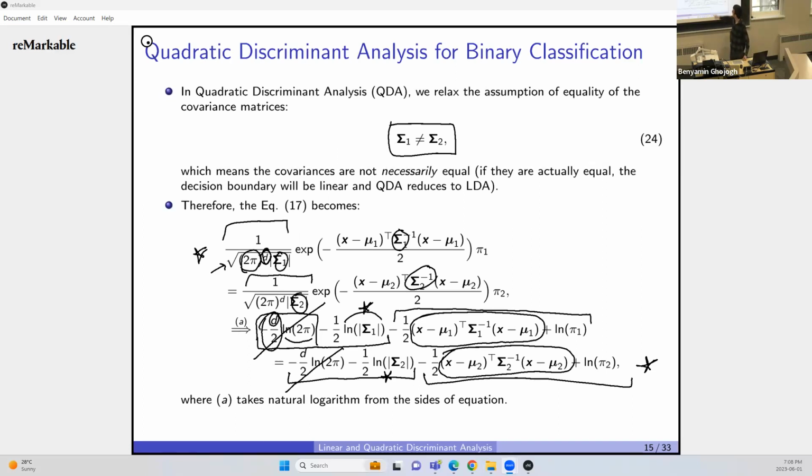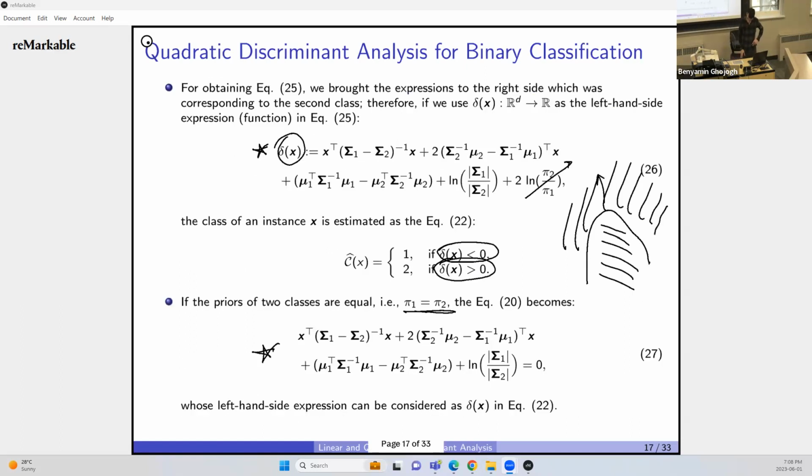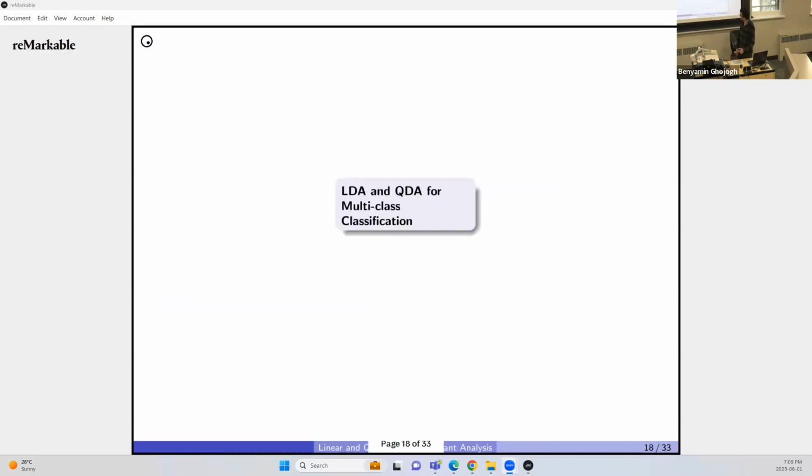Then we worked it out and simplified, and we ended up with equation 25, which is the equation of a quadratic function, hence the name quadratic discriminant analysis, or QDA. It partitions the space like what we have drawn here. If we denote the decision boundary by delta x, by the sign of delta x we can find out which side of this quadratic function we are on, therefore which class we belong to. And if the priors are equal, it again simplifies to equation 27. So I think it was here that we stopped.